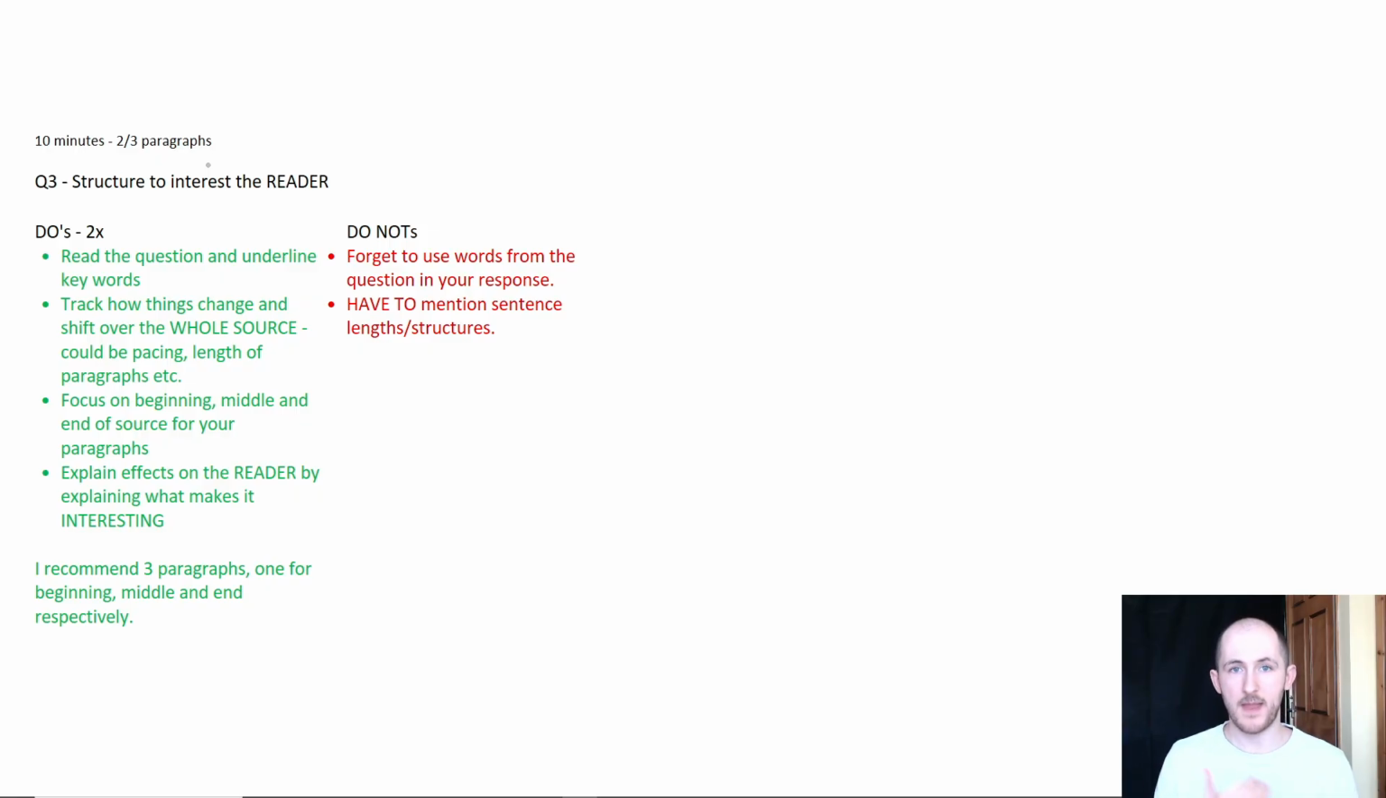What matters is you actually hit the points on the mark scheme. I personally recommend 3 paragraphs for this, because this is all about the structure and how it's used to interest the reader. So how they're using the structure to illustrate something, okay, to do something. There are various ways that they can do that. In terms of do, again, read the question and underline keywords. Then you want to track how things change and shift over the whole source. It could be pacing, could be the length of the paragraphs as well.